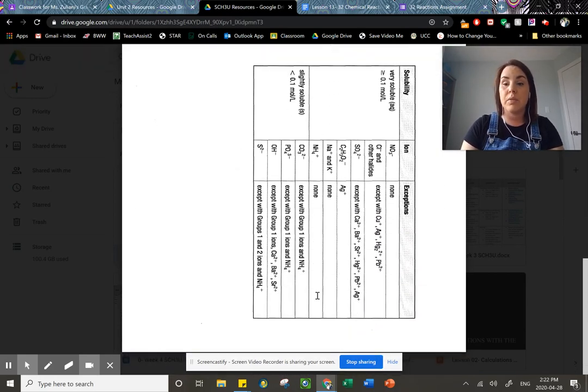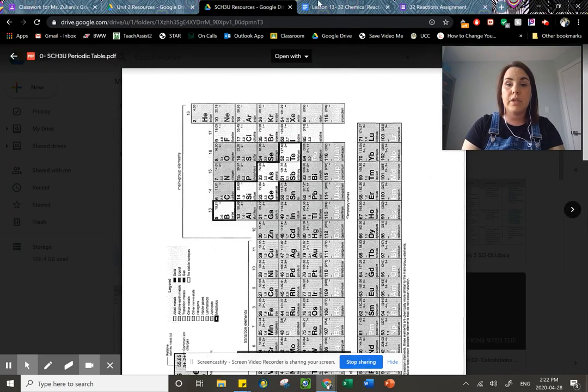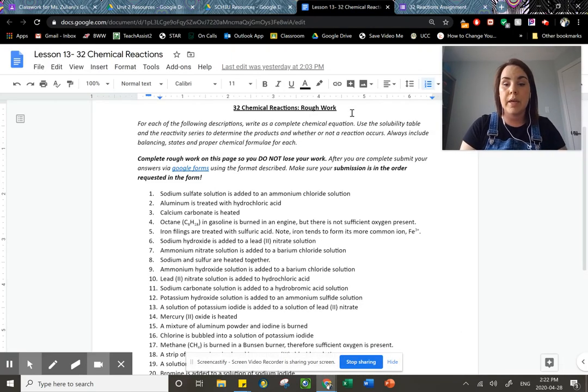Okay, those are going to be useful when you're predicting, for example, your single and double displacements. So that's going to be linked for you, and that's going to be available for you for use. Okay, so like it says, use the solubility table and reactivity series to determine the products and whether or not a reaction occurs. Always include balancing, so make sure your reactions are balanced.